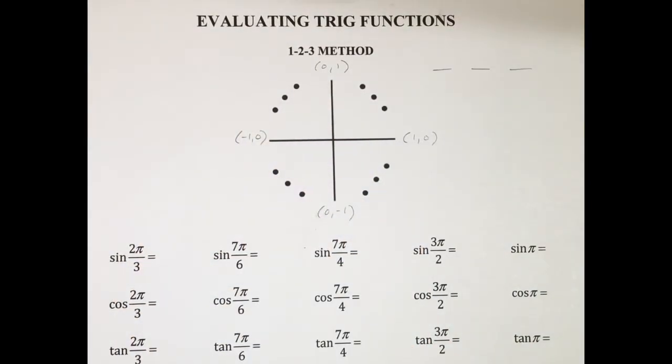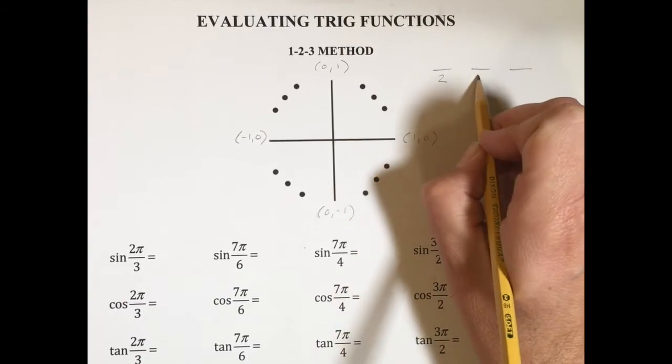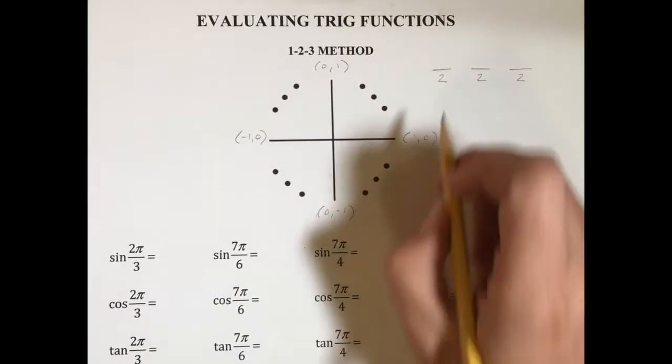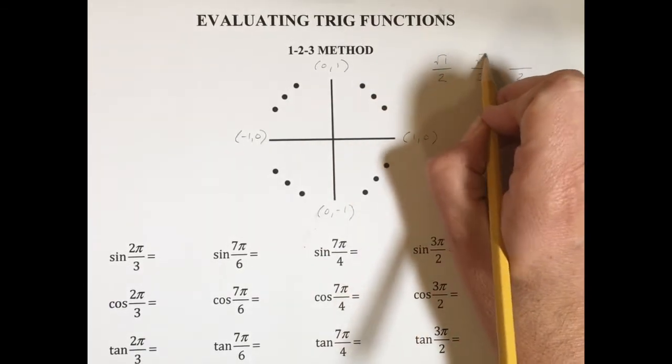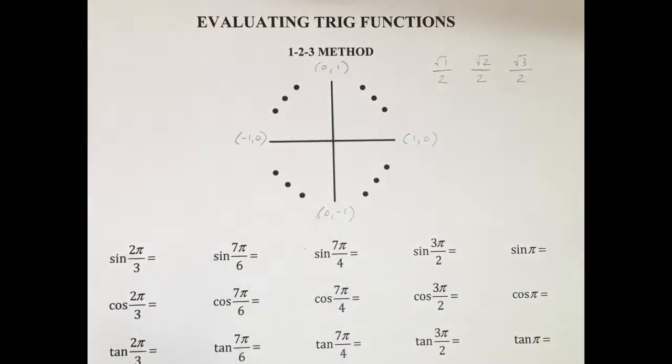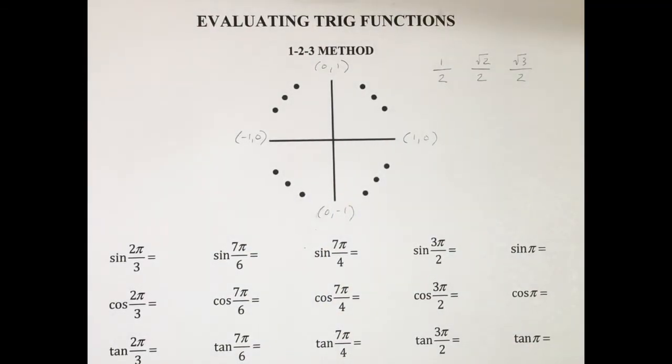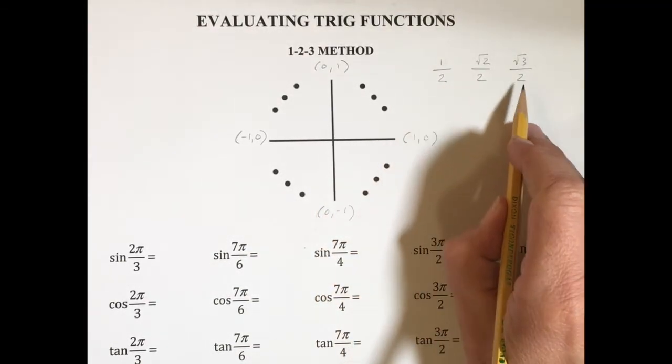Step 2 is to jot down the 3 fractions that all have 2 in the denominator. And our numerators are easy to remember. This is the square root of 1, the square root of 2, and the square root of 3. Of course, the square root of 1 is just 1. In step 2, you put the fractions with the 2's.